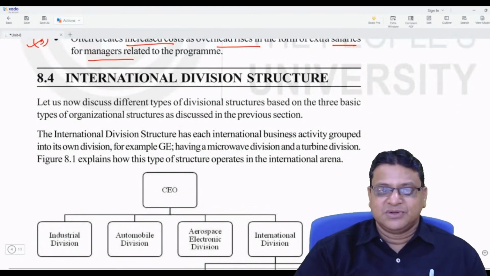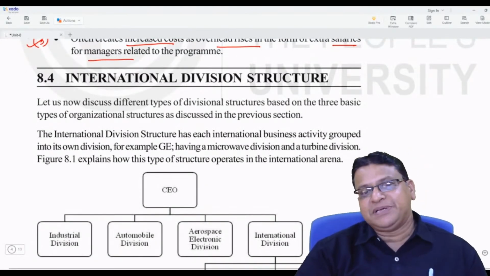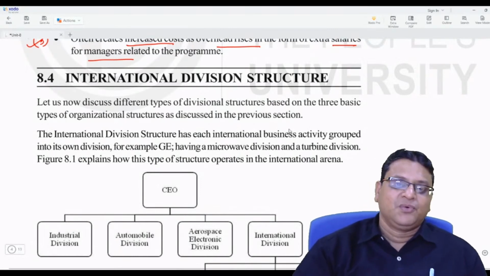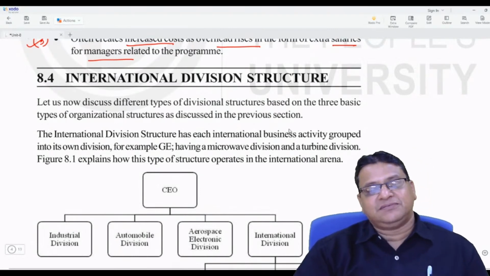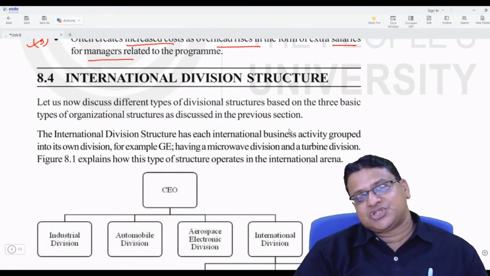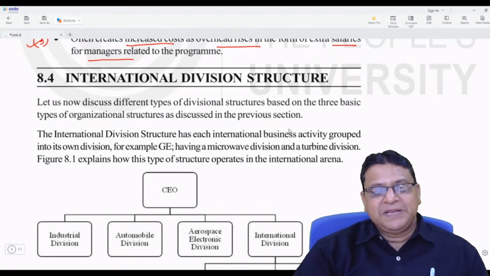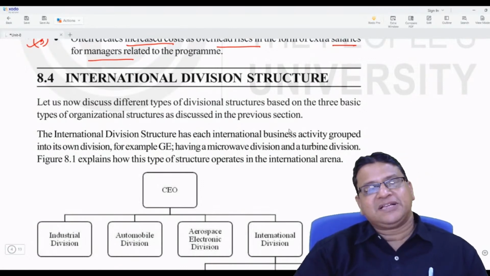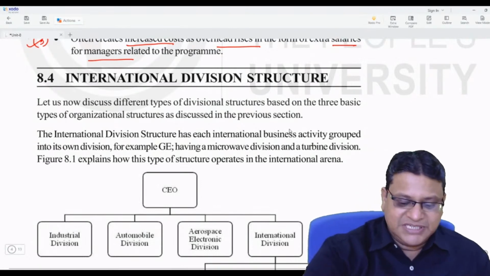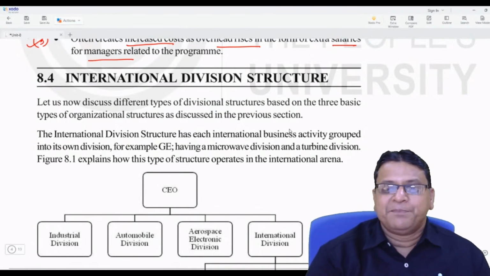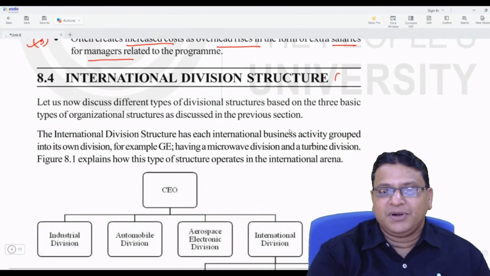Next we will focus our discussion on international division structure. What is international division structure? Now please see, international division structures are usually adopted by MNCs, multinational companies.